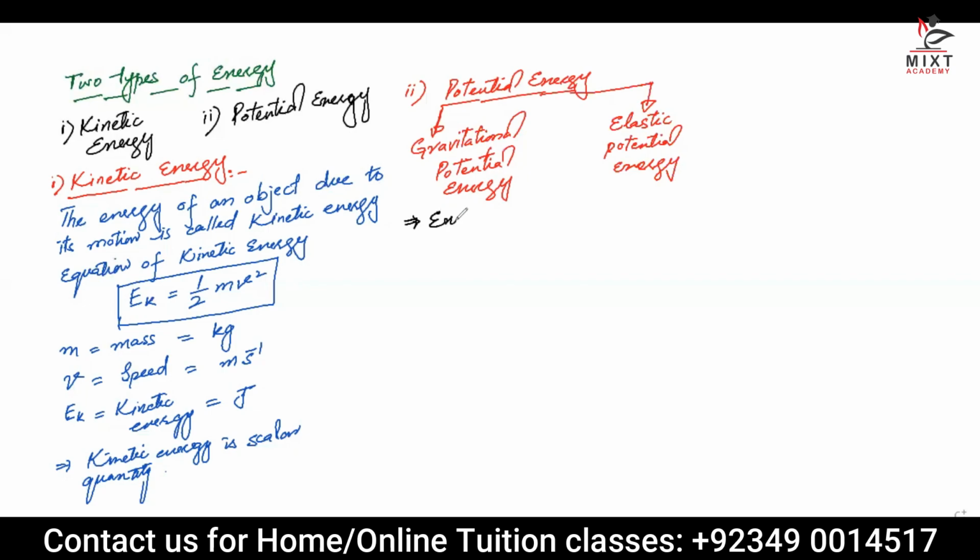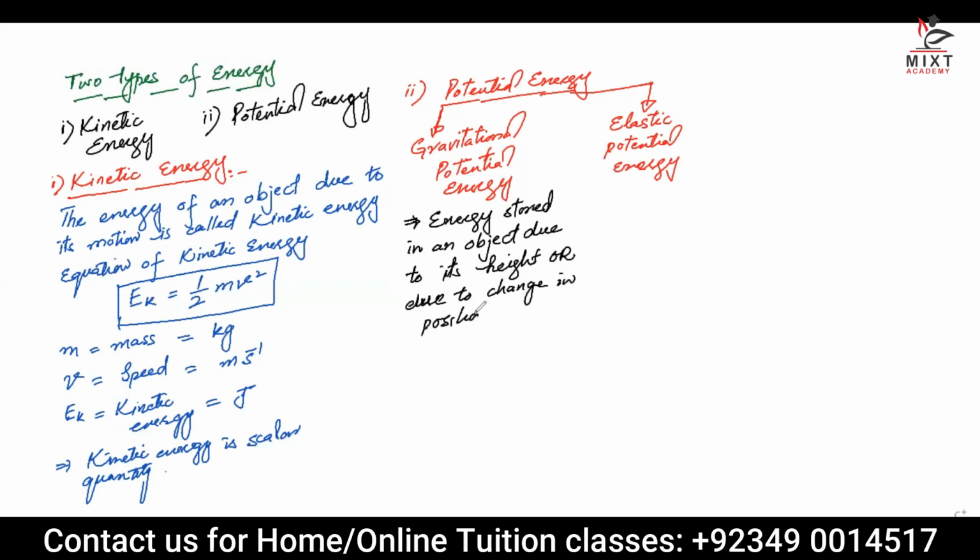The energy stored in an object due to its height, or due to change in position. So the energy which is stored in a body due to change in position or due to height is called gravitational potential energy. It's fine?